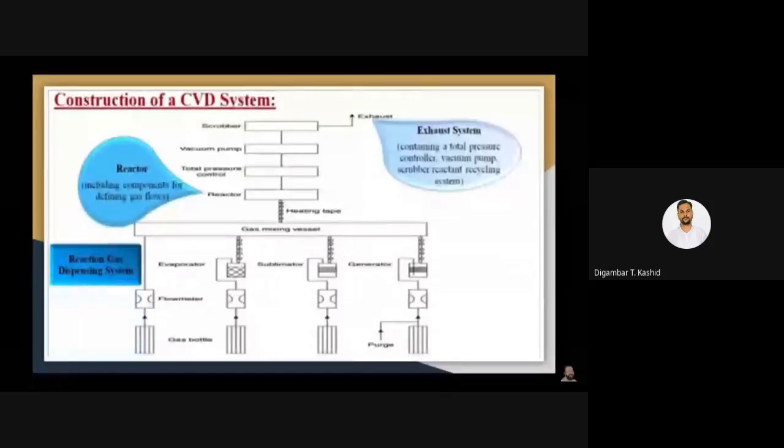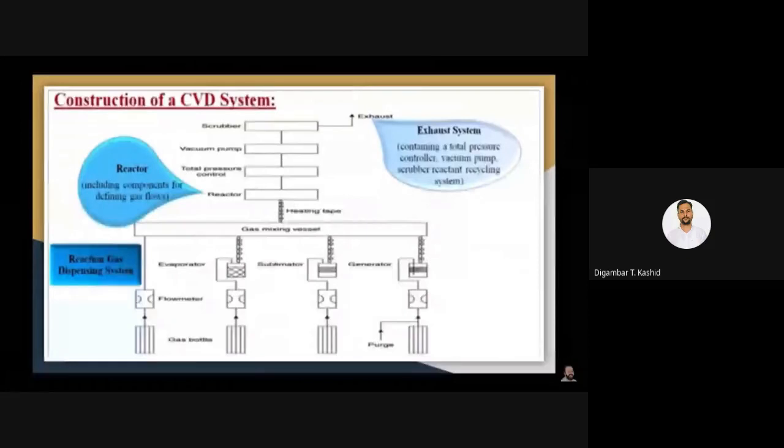Another thing is that we have another exhaust system at the top, which contains a total pressure controller, vacuum pumps, scrubber, and reactant recycling system. Whatever impurities, moisture, or other things are not required for this particular action can be taken out and thrown outside by this exhaust system, as shown here.